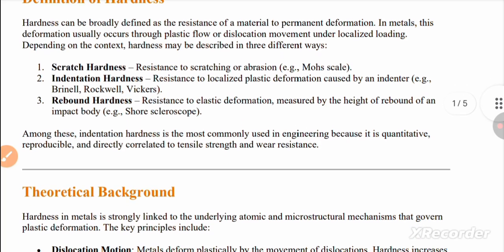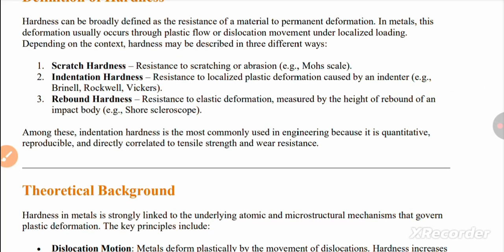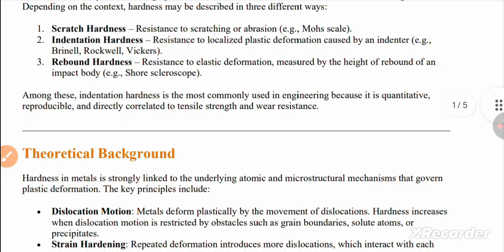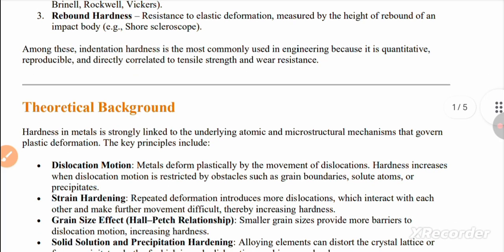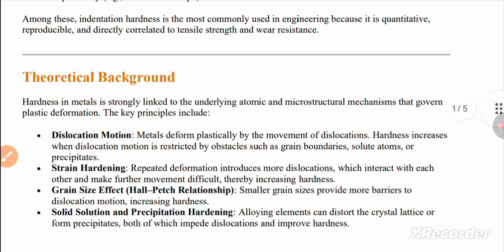Among these, indentation hardness is the most commonly used in engineering because it is quantitative, reproducible, and directly correlated to tensile strength and wear resistance. Hardness in metals is strongly linked to the underlying atomic and microstructural mechanisms that govern plastic deformation. The key principles include dislocation motion. Metals deform plastically by the movement of dislocations. Hardness increases when dislocation motion is restricted by obstacles such as grain boundaries, solute atoms, or precipitates.